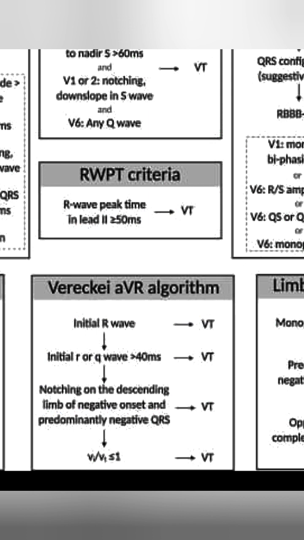So the R wave peak time in lead II more than or equal to 50 milliseconds. This is R wave peak time criteria, and if this is fulfilled, this is called VT.